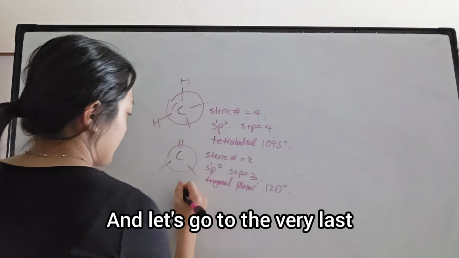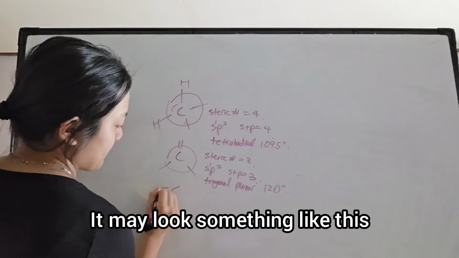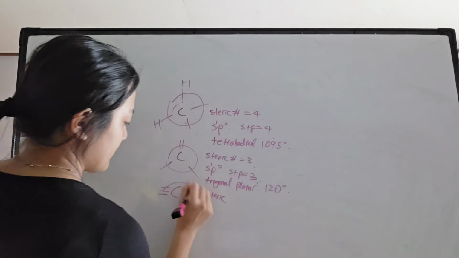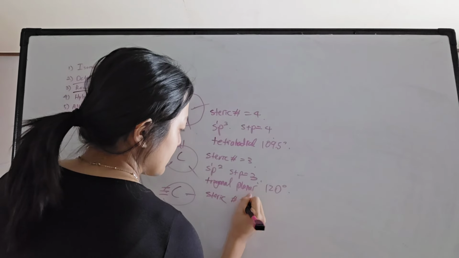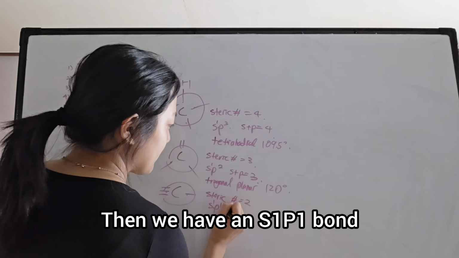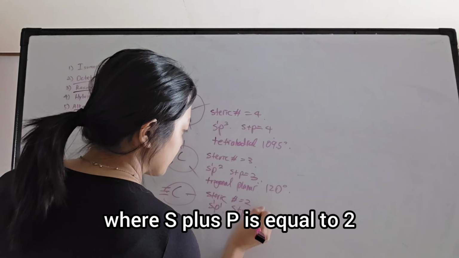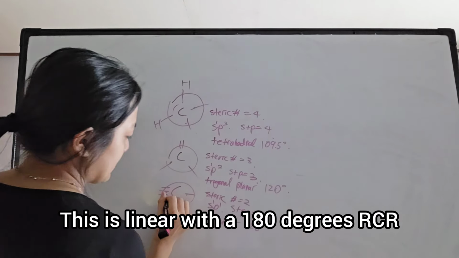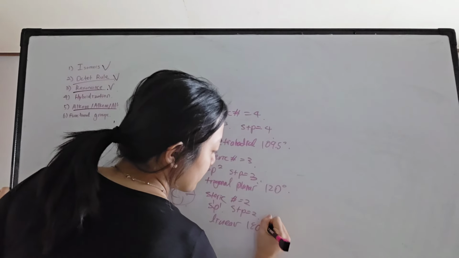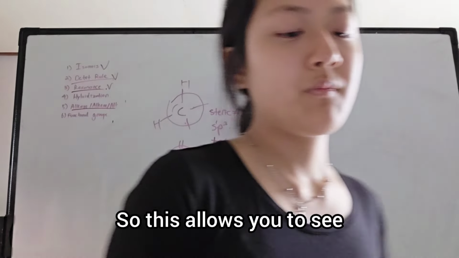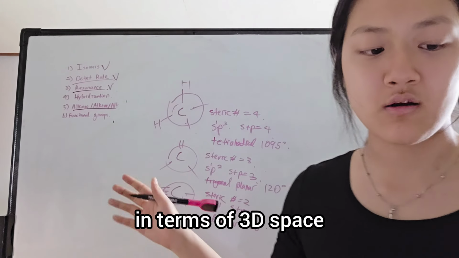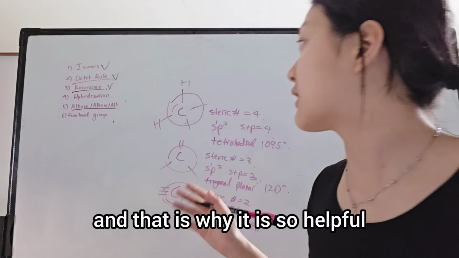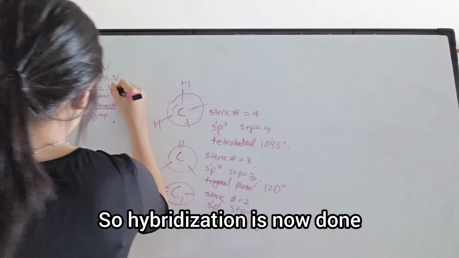And let's go to the very last. It may look something like this. The steric number is 2. Then we have an S1P1 bond, where s plus p is equal to 2. This is linear with a 180 degree RCR bond. So this allows you to see, in terms of 3D space, how atoms exactly look, and that is why it is so helpful. So hybridization is now done.